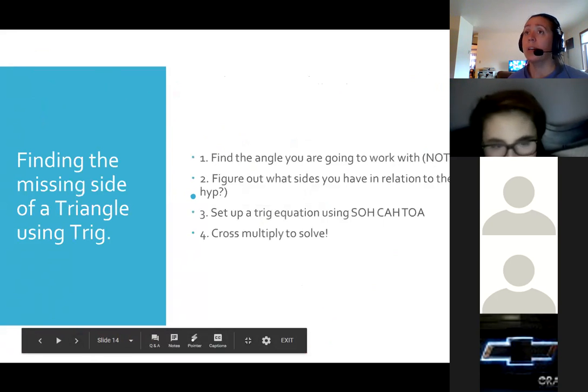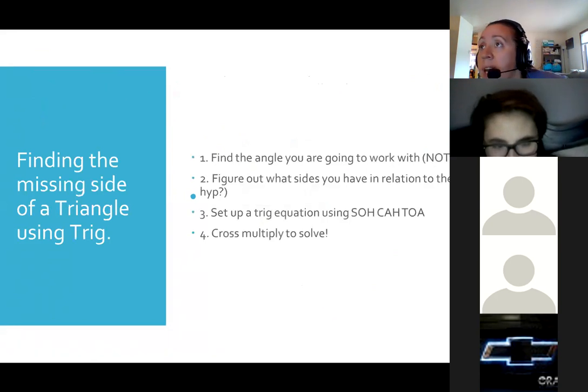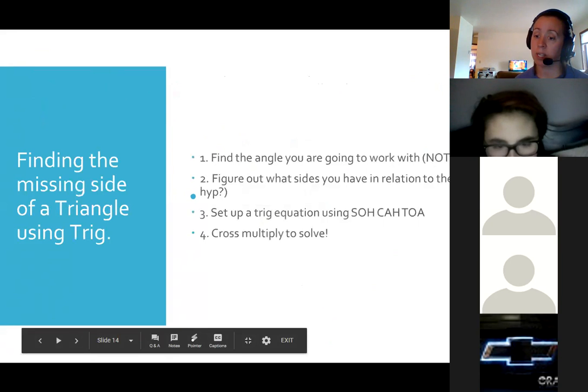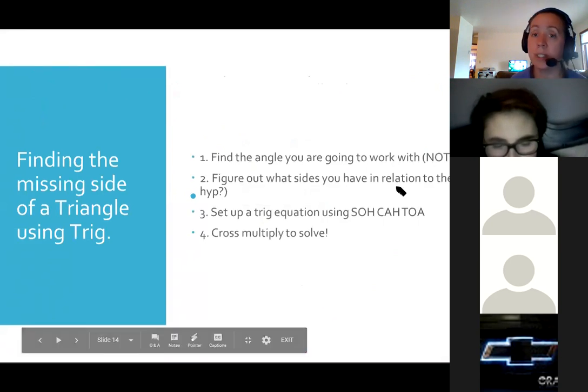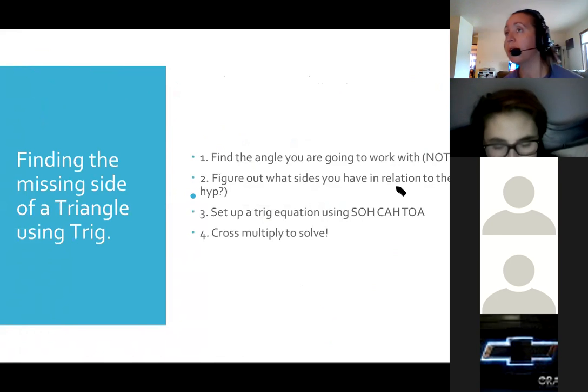Okay, so if we want to find the missing side of a triangle using trig, this is kind of our process, okay? We're running a little short on time. That's okay. I can always continue and put it on Moodle.